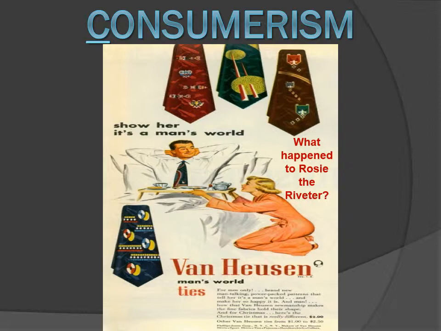Ladies, don't get offended here, but you can see the woman is subservient to the man. Show her it's a man's world, and you're buying Van Heusen ties and stuff like that, and the woman's serving you breakfast and stuff like that. And so that's my little spin on what happened to Rosie the Riveter; it's not part of their advertising campaign.